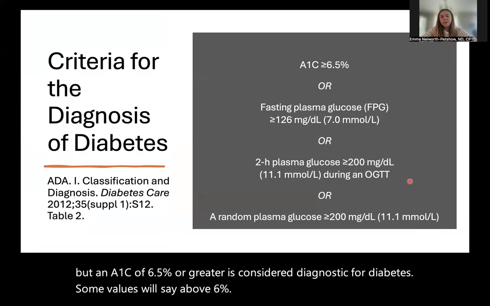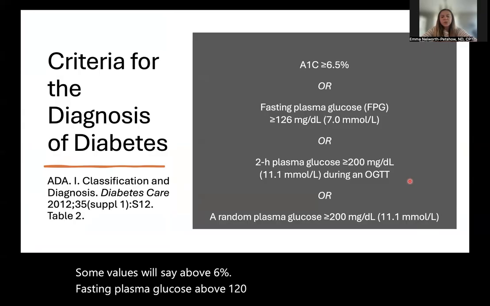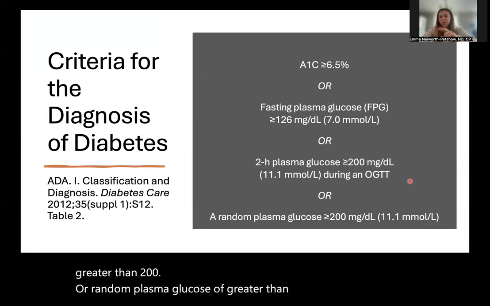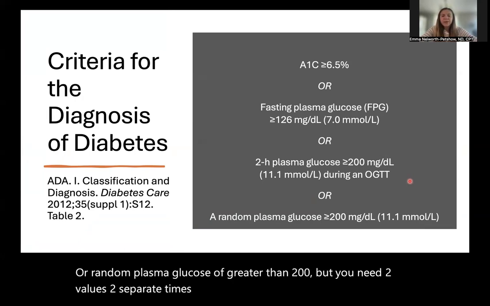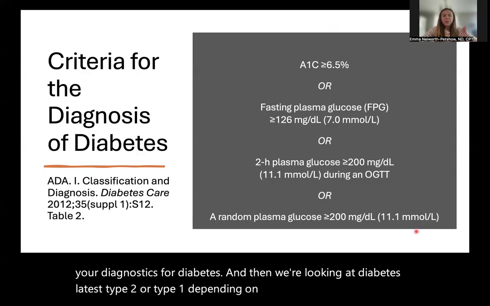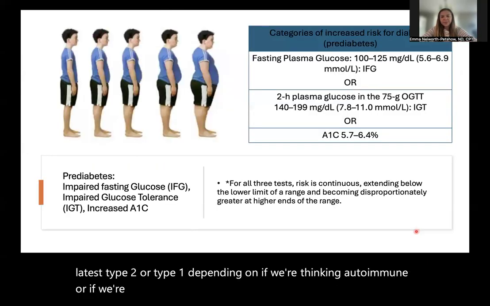Fasting plasma glucose above 126, or a 2 hour plasma glucose of greater than 200, or random plasma glucose of greater than 200, but you need two values, two separate times for that one. But these would be considered your diagnostics for diabetes. And then we're looking at diabetes mellitus type 2 or type 1, depending on if we're thinking autoimmune or if we're thinking lifestyle.